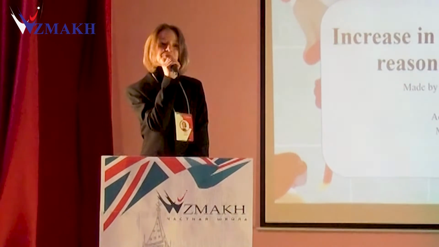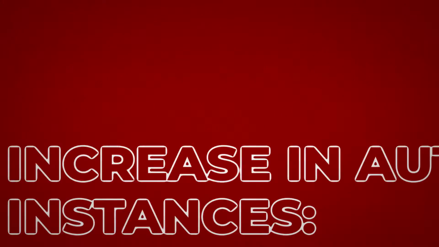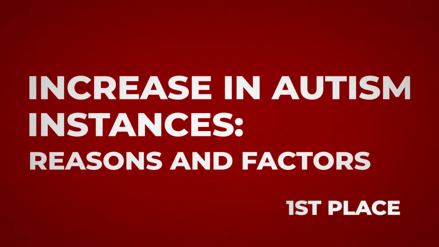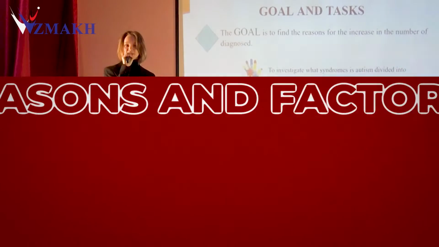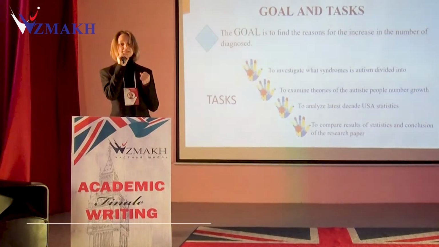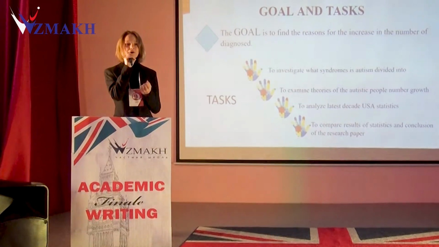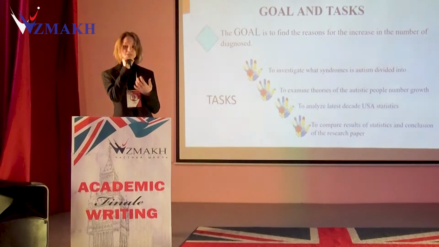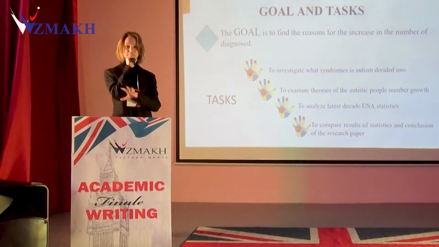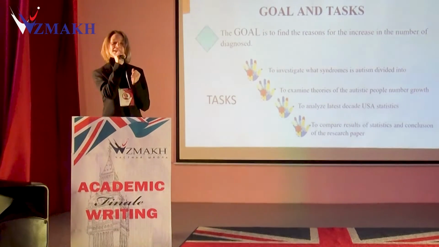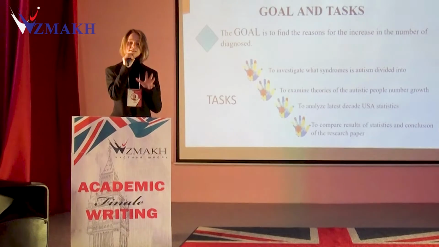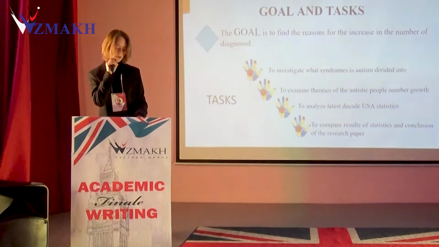And the title of my research paper is Increase in Autism Instances, Reasons and Factors. So the goal of the academic research is to find the reasons for the increase in the number of diagnosed. My tasks are to analyze what syndromes comprise autism spectrum disorder, to discover theories connected with autism growth, to analyze latest decade USA statistics, and to compare the statistics with the conclusion of my research paper.